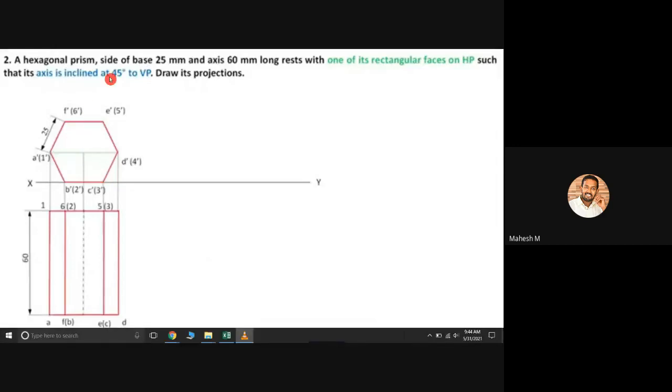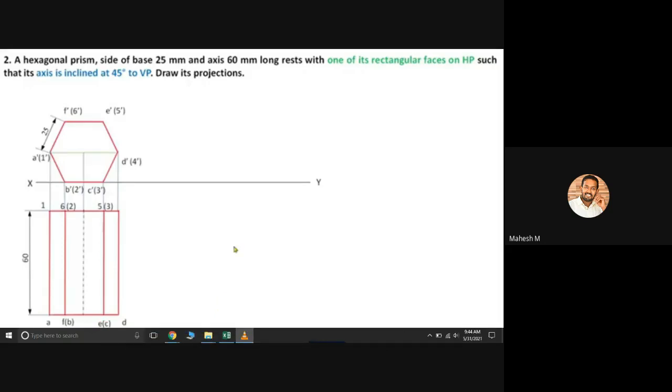That means you have to look at this diagram from the top view position, from this direction. If you are looking from this direction, you can see a of 1, f of 6, e of 5, and d of 4. So b of 2 and c of 3 are not visible. That means you have to notate 2 within brackets and 3 within brackets, and b in brackets and c in brackets.